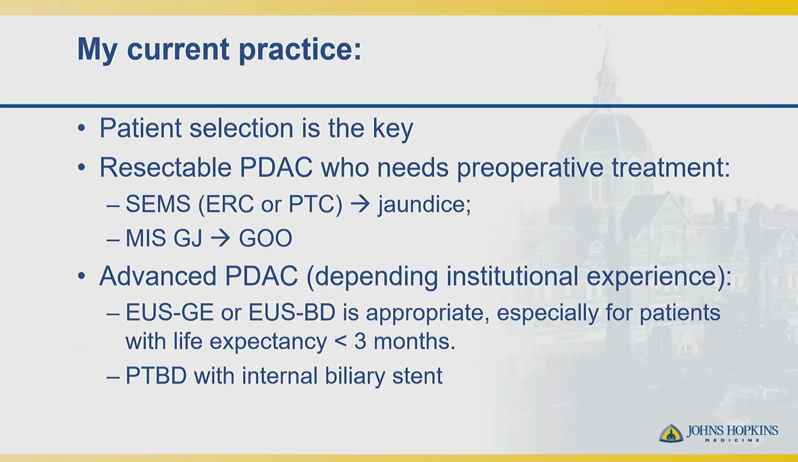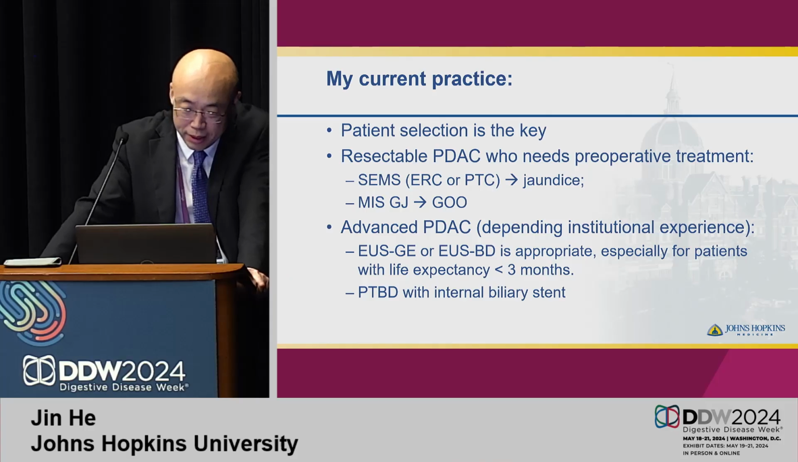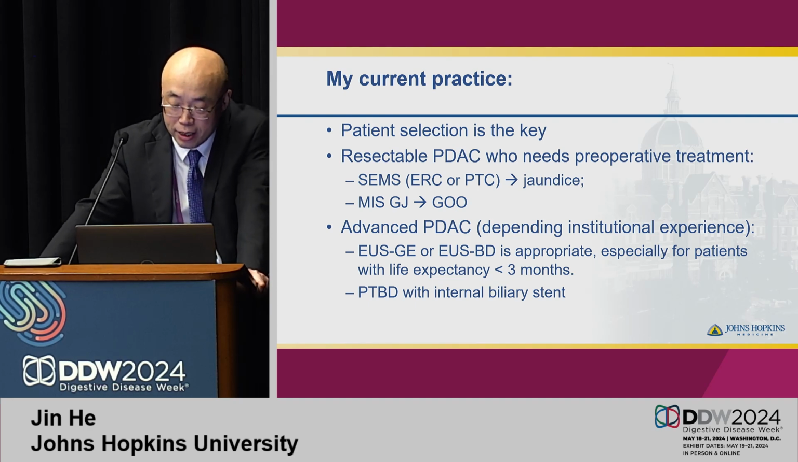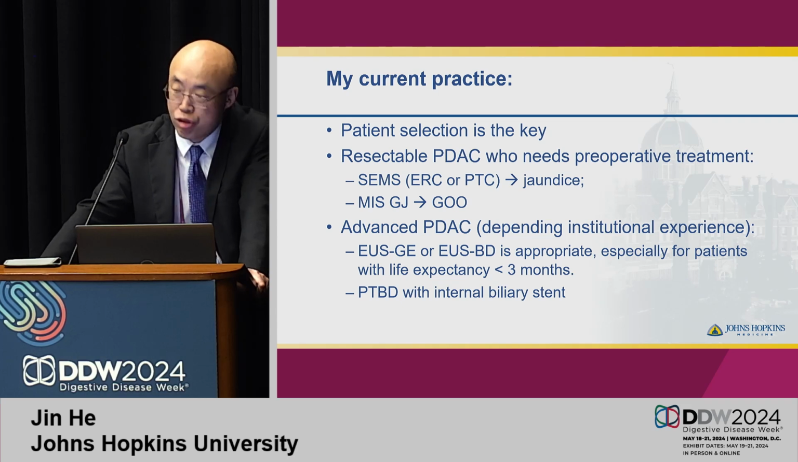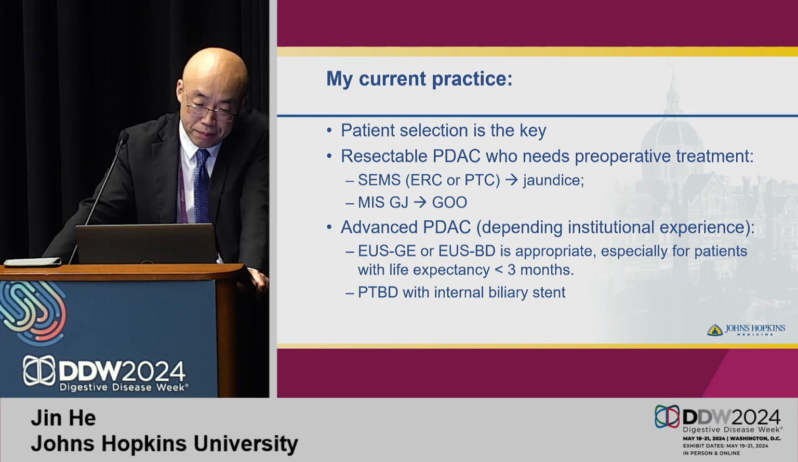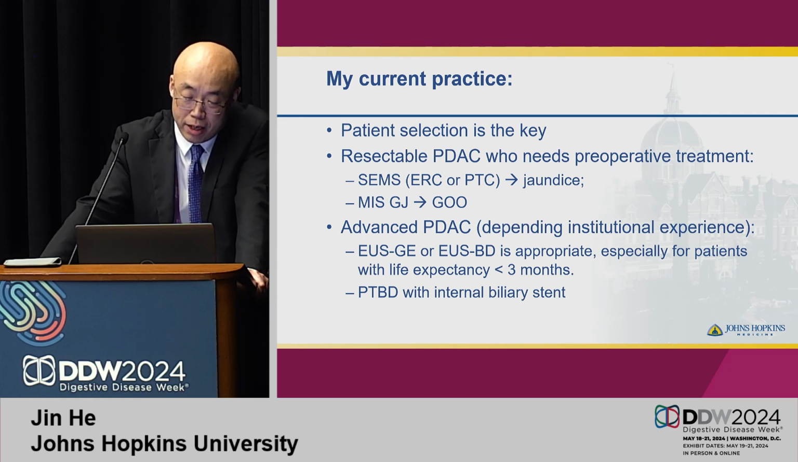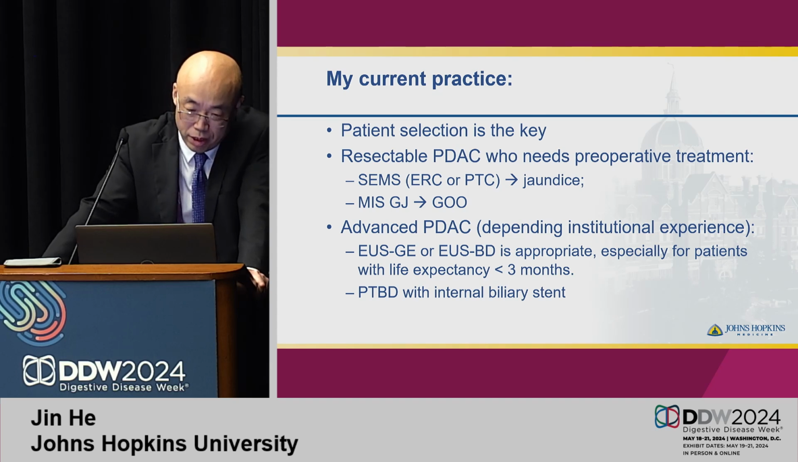My current practice, so again, I think patient selection is the key. Before any drainage happens, a multidisciplinary discussion, I think, is very important. If the patient is a surgery candidate or potential surgery candidate, how the drainage happens will definitely impact the surgical approach. In my practice, for a patient with resectable pancreatic cancer who needs preoperative chemo treatment, I agree with Dr. Ho, a metal stent, whether it's endoscopic or percutaneous, is very effective.